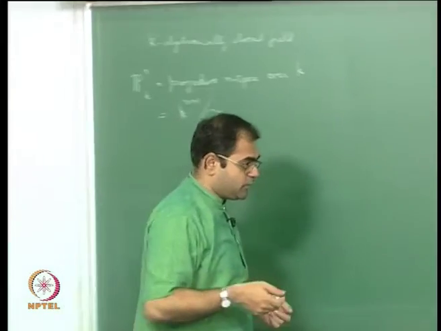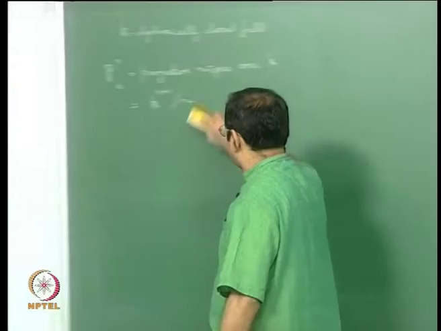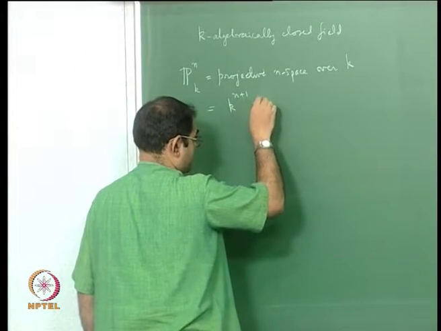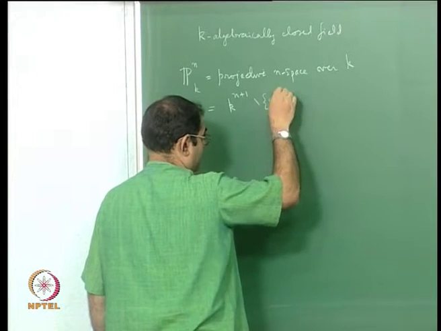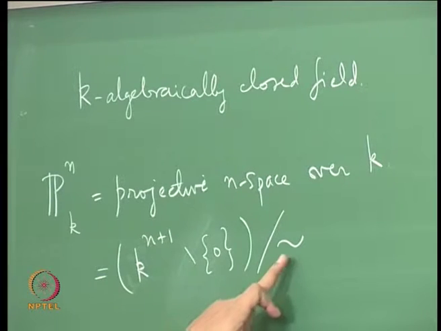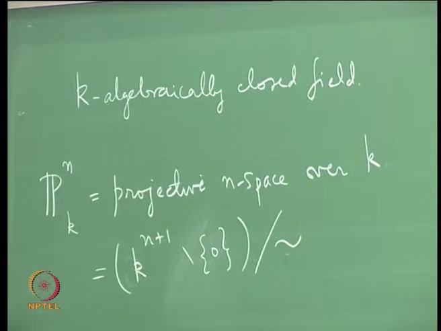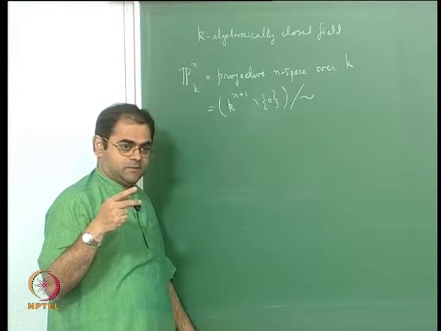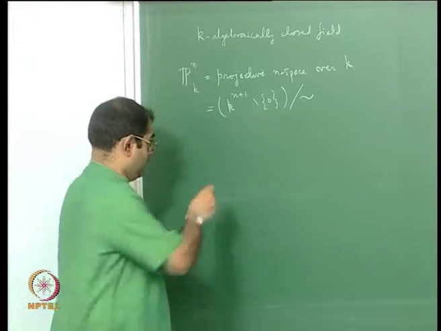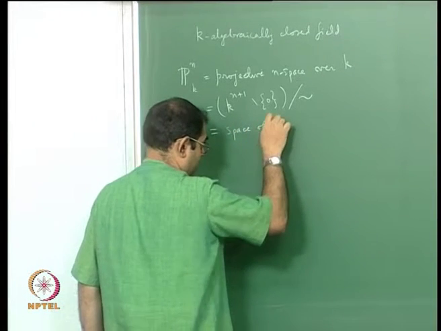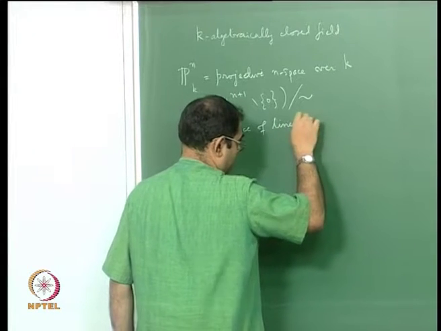Of course, I want really non-zero points, so I throw out the origin and then I go modulo an equivalence relation. Okay, and what is this equivalence relation? This is the equivalence relation that identifies 2 points if they lie on the same line passing through the origin. In other words, this is just the space of lines in K^(n+1).